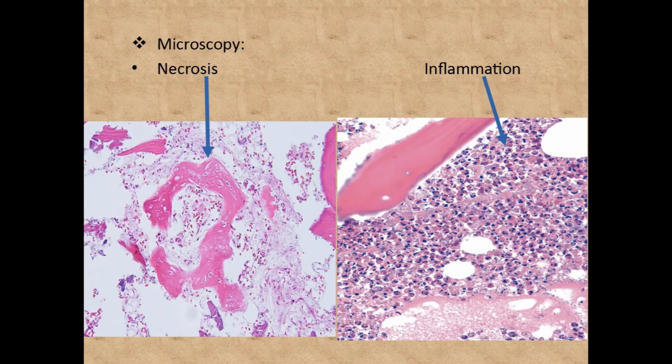Microscopically again it's the same thing. Sequestrum is nothing but necrosed portion of a bone, right? In the left side image you are able to see pinkish ribbon-like material. In the center it also has pale pink stuff. So that is what is necrosis. And on the right side you are able to see numerous cells, polymorphs, also known as neutrophils. So many neutrophils are there, suggesting an acute inflammation.